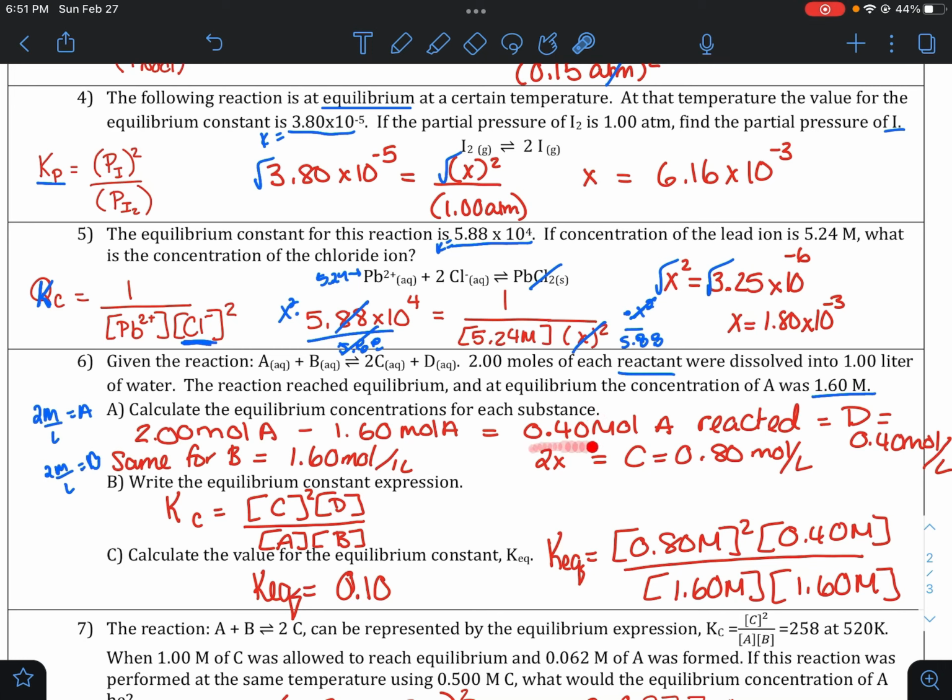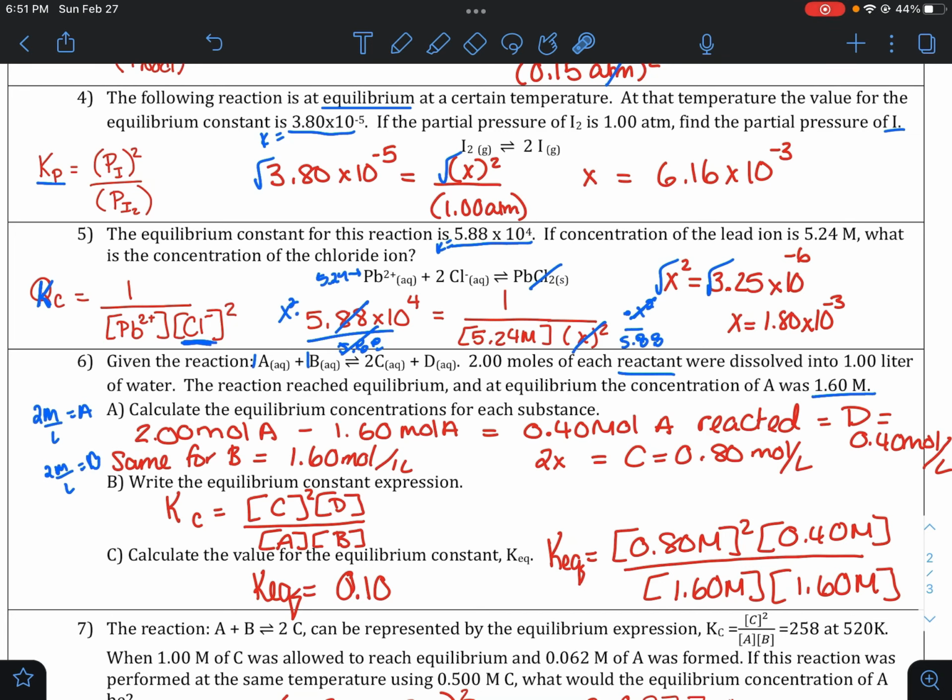And we reacted 0.4 moles, which means since this is a 1 and this is a 1, B is going to have the same concentration. Because it's a 1-to-1 ratio.